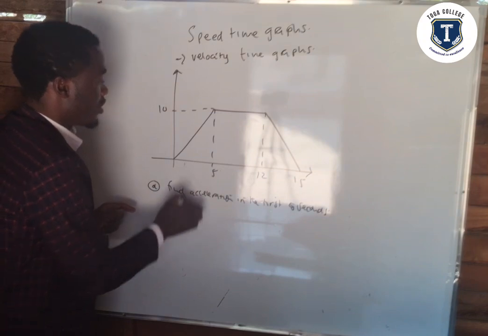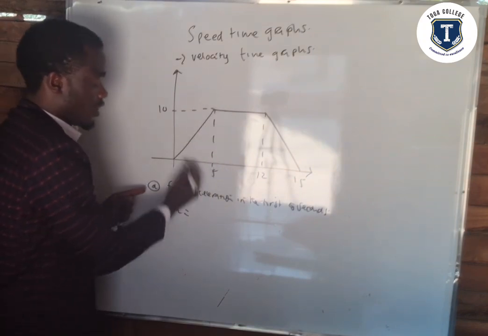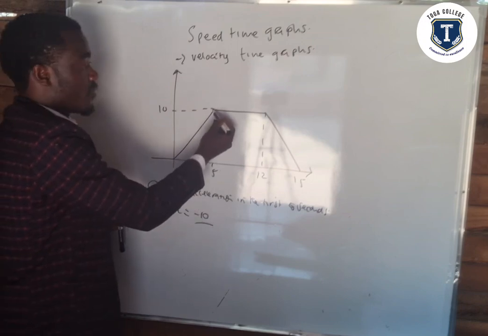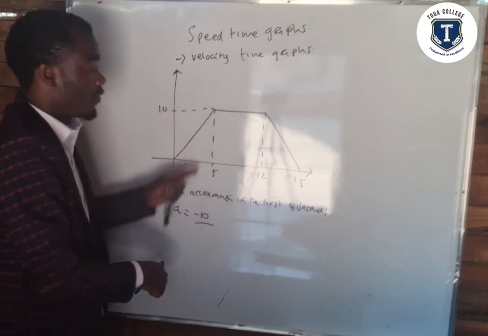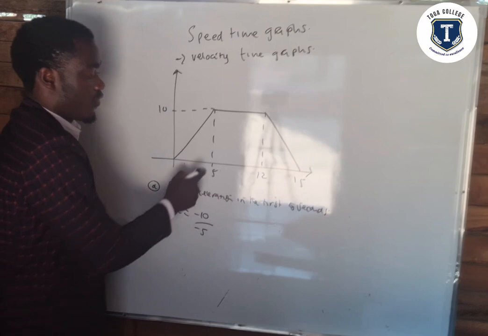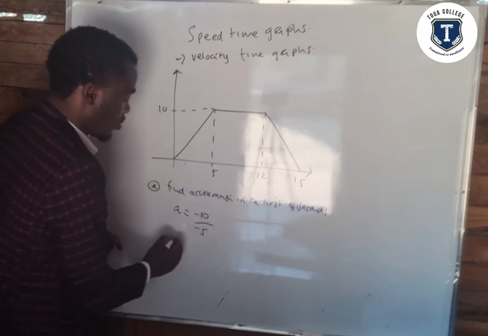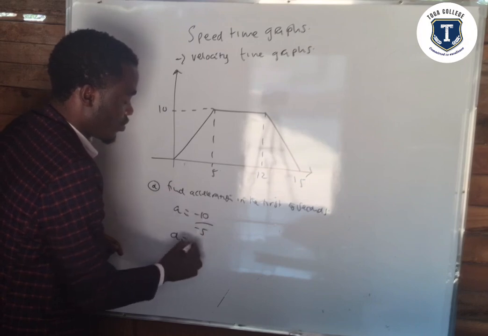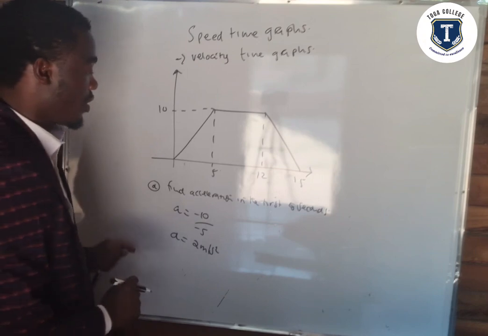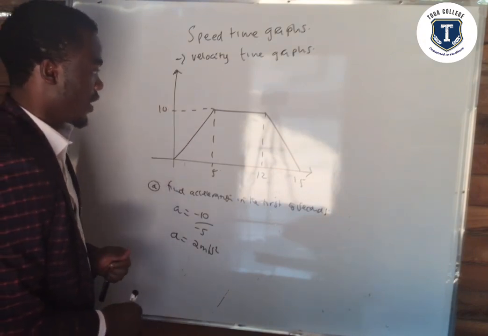So acceleration is change in speed over change in time. So we're going to say change in speed is -10, since you are coming from the positives going to the negative of the y-axis, it's a negative, and here it's -5. You are also going to the negatives of the x-axis. So it's going to say a is equal to 2 meters per second per second. That is our acceleration in the first 5 seconds, right?